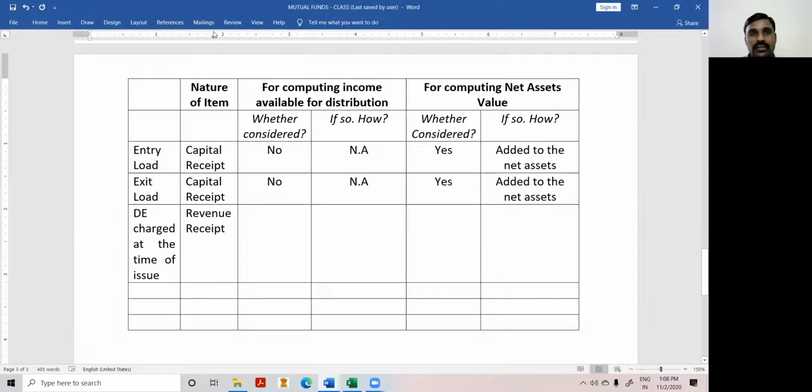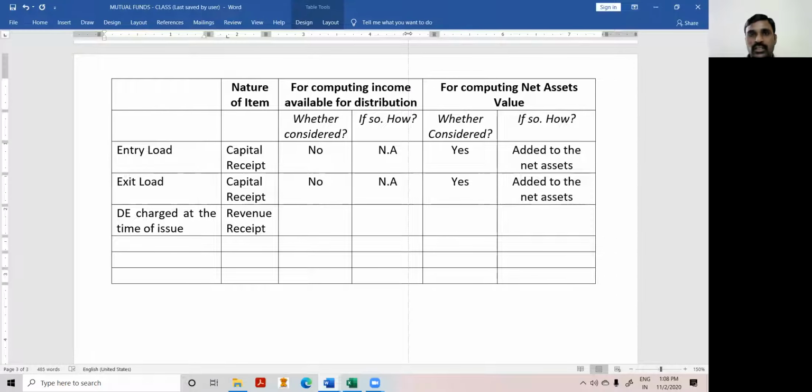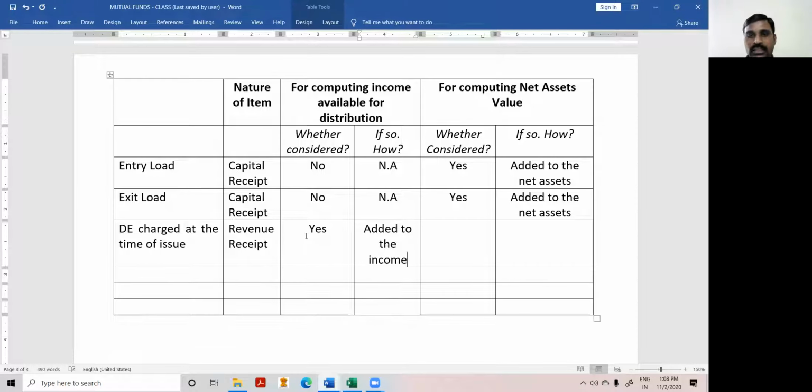Dividend equalization charged at the time of issue of units. Okay, right. So it's a revenue receipt. Therefore, it is considered. Since it is a revenue receipt, we will consider that receipt. How is it considered? Added to the income, because the income receipt is added to the income. Whether it is considered, yes. How? Indirectly, as the aggregate effect of income.